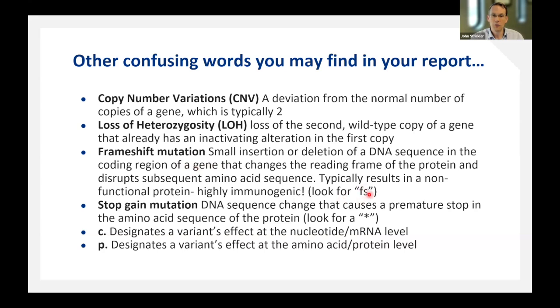To look for frameshift mutations, look for the term FS in the report. Sometimes you'll see that as a frameshift mutation. Stop gain mutations are where you see an asterisk in the report. That's one where the sequence just stopped prematurely. You'll also sometimes in some reports see the c. term at the beginning of a mutation, and that represents a variant effect at a nucleotide or mRNA level, and a p. represents a variant effect at a protein level or amino acid level.